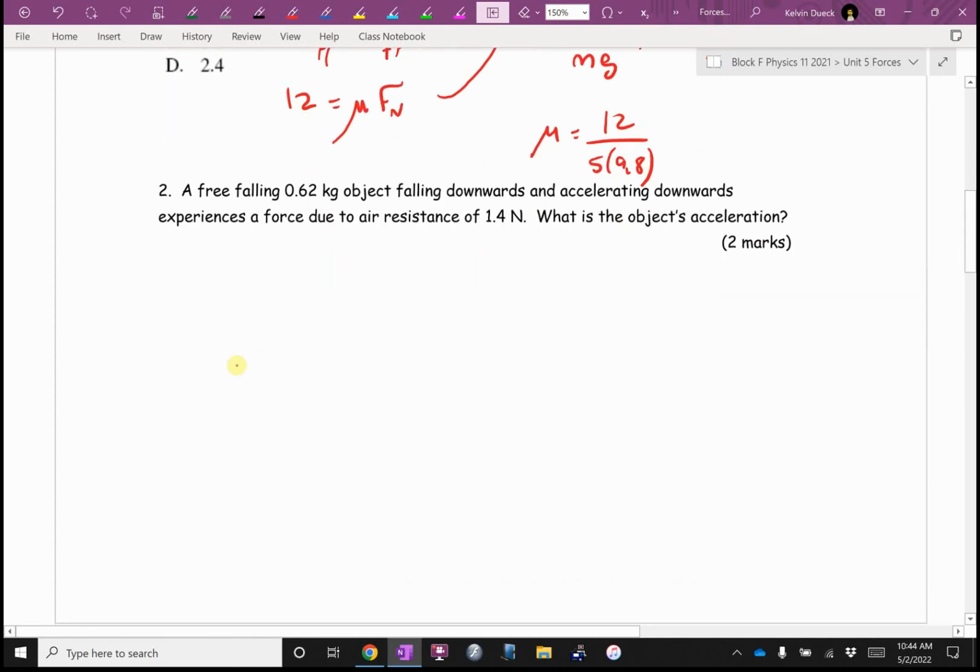Ooh, air resistance, like our thought puzzle today. A freely falling object falling downwards. If it's moving downwards, which way is air resistance pointing? Upwards. What if it was moving upwards? Which way would air resistance be pointing? Downwards. And accelerating downwards. Gravity's winning. That's enough for me to do my free body diagram. Gravity.